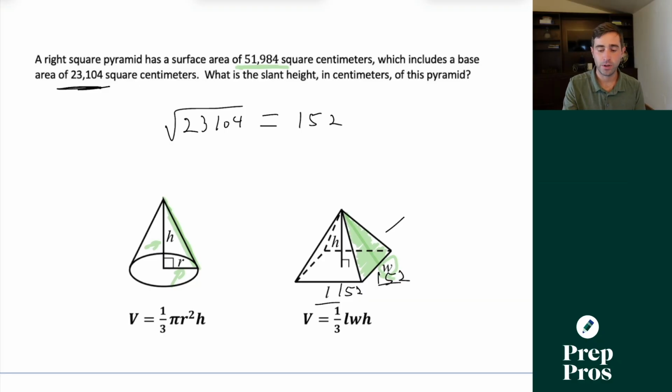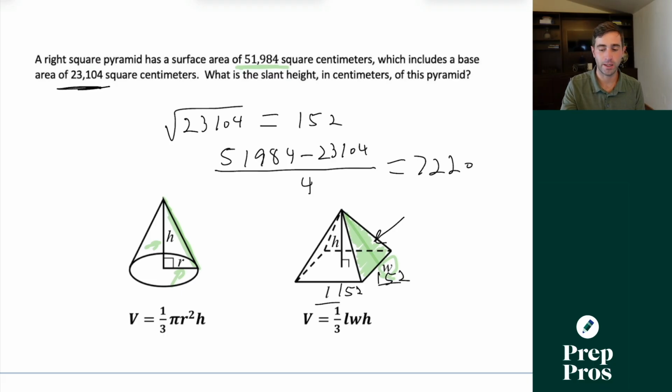So now if we can figure out the area of one of these lateral faces, that's going to let us do 1/2 base times height to solve for the slant height. So we're going to simply do that by doing our 51,984 minus the 23,104, and then we're going to divide all of this by 4 because that's going to give us each of the 4 lateral faces. And that's going to give us 7,220.